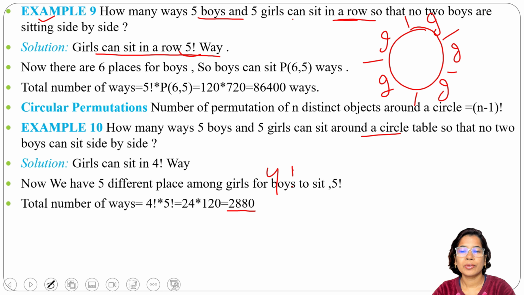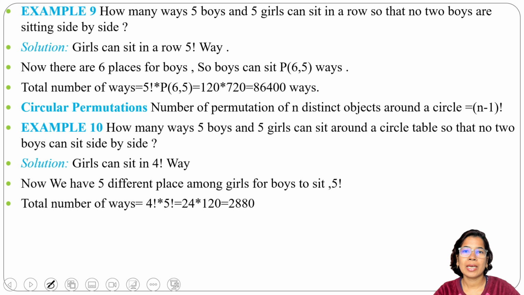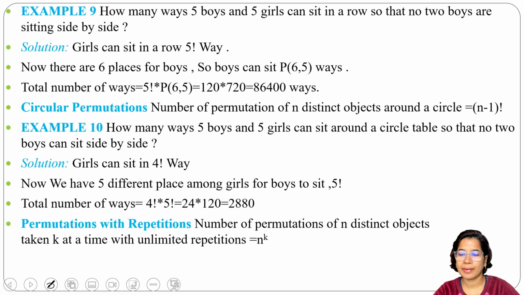But in the case of a row, girls can sit in 5 factorial ways, and in between the girls there are 6 places where boys can sit, so permutation of 6, 5 for the boys. In total the multiplication gives 86400 ways. So when you are arranging objects around a circle, it's a circular permutation. In normal permutation it's n factorial, whereas in circular permutation it's (n minus 1) factorial.